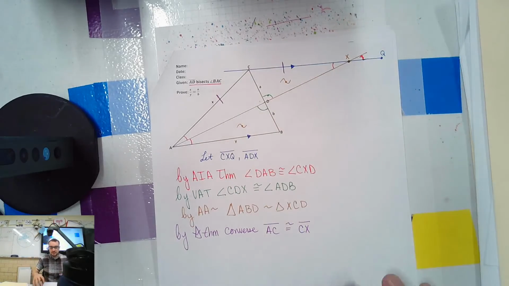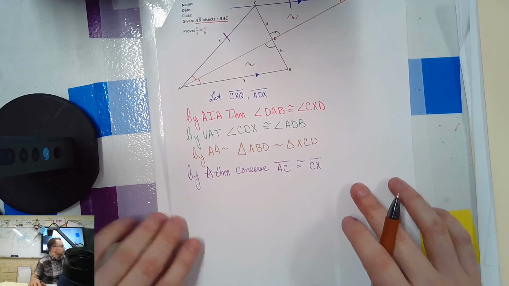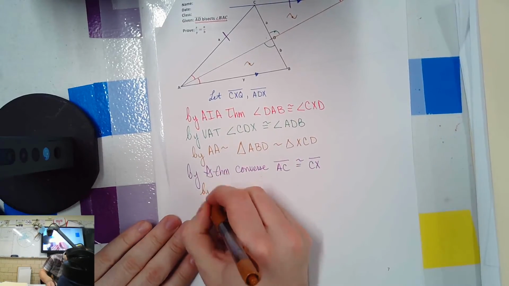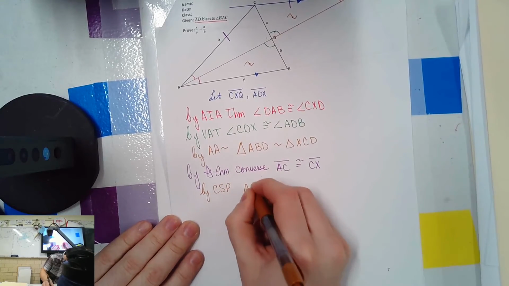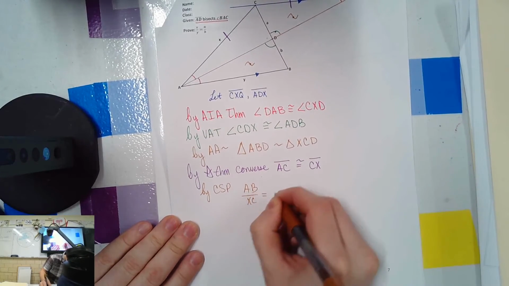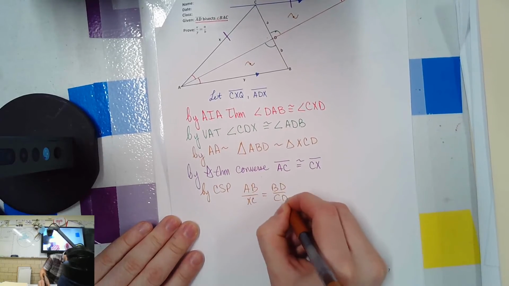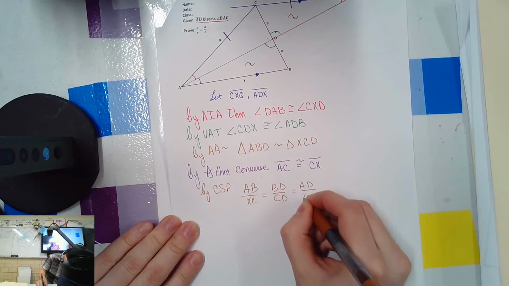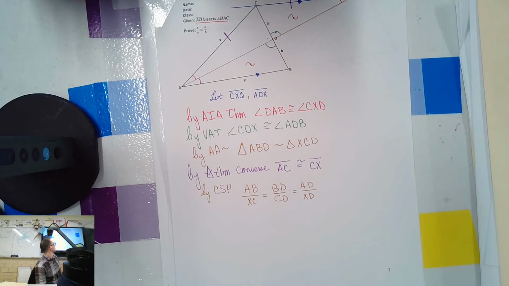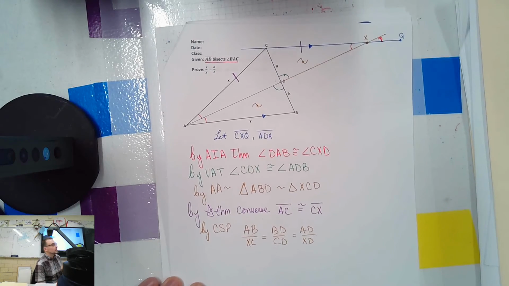And you're going to notice something. So I'm going to do CSP with these guys real quick. AB over XC, BD over CD equals AD over XD. Right? All right, we need to get small letters.